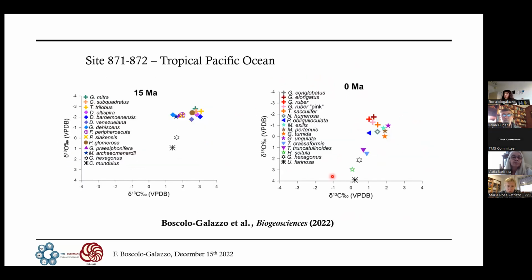So what we did initially was measuring oxygen and carbon stable isotopes on as many species of planktonic foraminifera as possible. And you see here a couple of examples from sites 871 and 872 in the tropical Pacific Ocean for the 15 million years old sample and for the modern sample. And as you can see, we really tried to capture as many species as possible, including the rarer ones. In terms of preservation, the preservation was generally very good to excellent, as we really carefully selected which sites to work on beforehand.